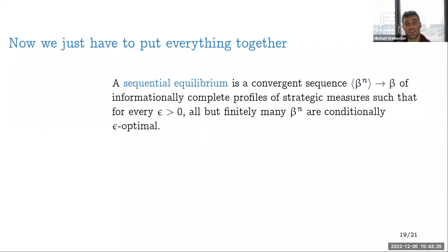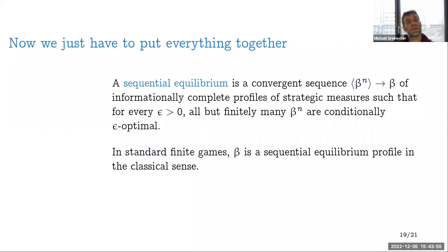And why do we have the sequence? Well, in the limit, there's information getting lost, especially since we have these plans of action, strategic measures. We lose even more information in the limit. So what happens along the sequence is a substitute for the beliefs. If this were a finite game, the sequence of beliefs that are uniquely induced, any limit point of this is exactly what your system of conditional beliefs would be. Now, by construction, if you have a standard finite game, this is exactly the same thing as a sequential equilibrium.